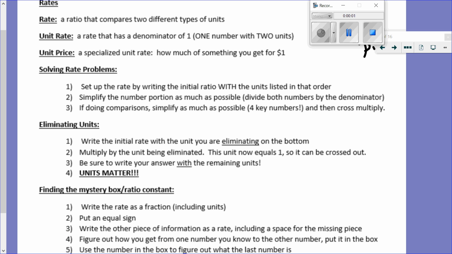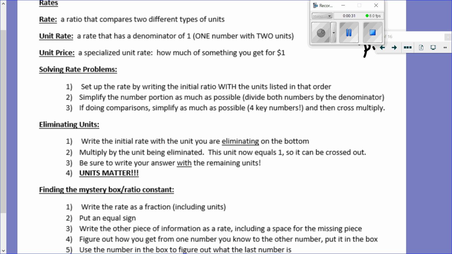Okay, today we're actually going to take the next step. We're going from ratios, now we're going to go to rates. Again, remember your definitions. What was a ratio? A comparison of two numbers by division. A rate is a ratio, so a comparison of two numbers by division, that includes and compares two different types of units. So what is the big difference?